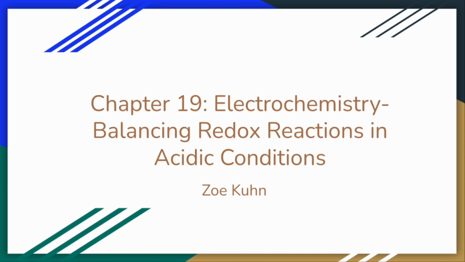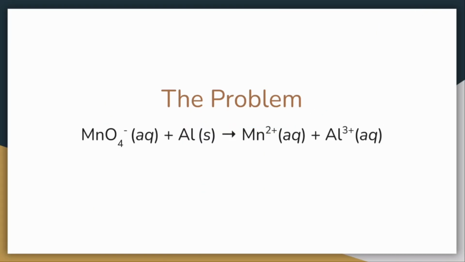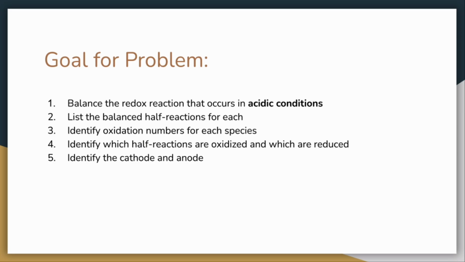Specifically, this problem will involve balancing redox reactions in acidic conditions. The problem we will be addressing is MnO4- plus aluminum solid being reduced to manganese 2+ plus aluminum 3+. The major goals when solving this problem are to balance the redox reaction in an acidic environment, meaning that there will be hydrogen plus ions in the final reaction.